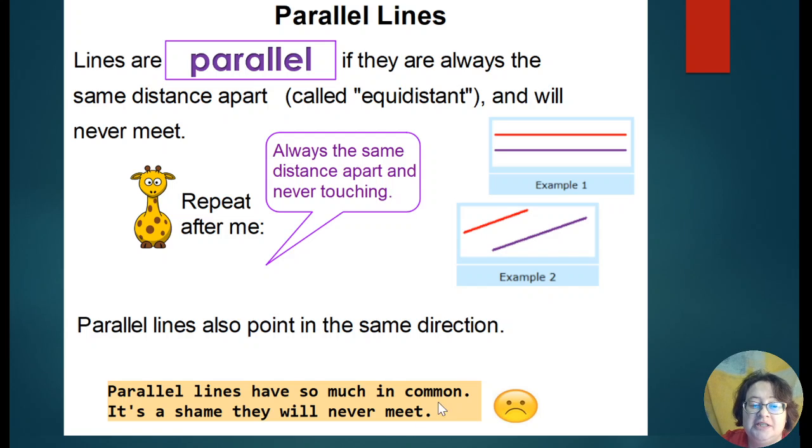We have our little cheesy joke right here. Parallel lines have so much in common, it's a shame they'll never meet.